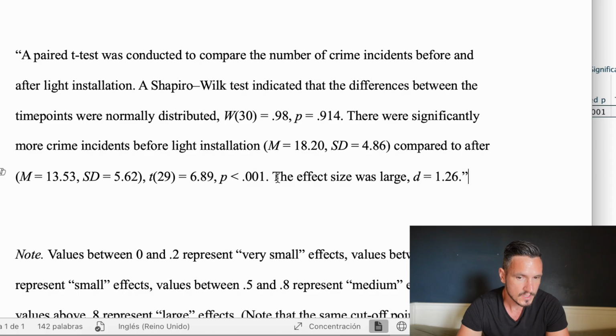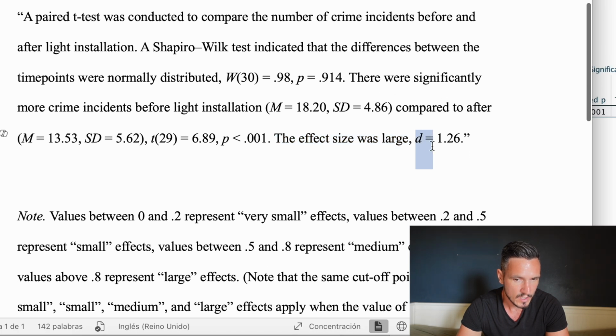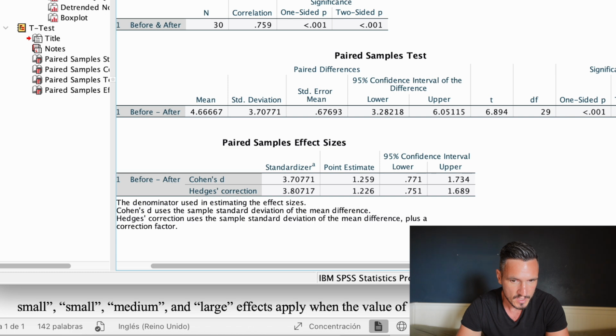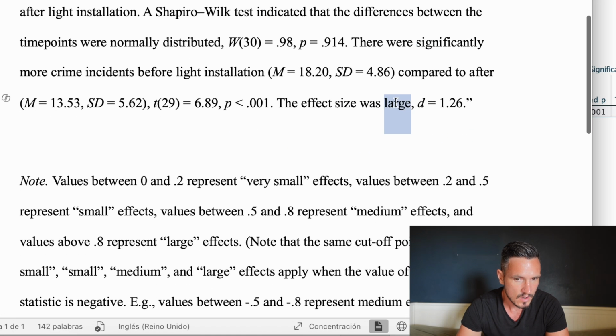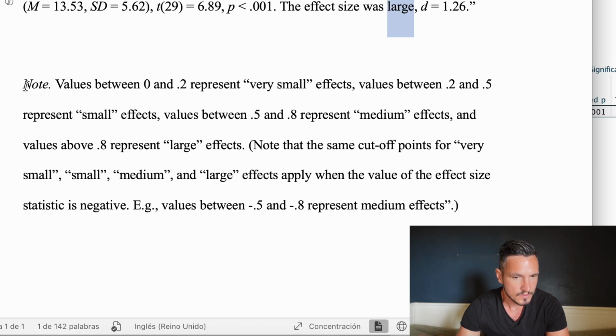Finally, I've said that the effect size was large, and I've reported this Cohen's d value of 1.26. So that is coming from this paired samples effect sizes table, and from this Cohen's d row and point estimate column, where we have a value of 1.26 if we round this to 2 decimal places. And I've described this as large, and that's based on these criteria here. So I've said that values between 0 and 0.2 typically represent very small effects. Those between 0.2 and 0.5 represent small effects. Those between 0.5 and 0.8 represent medium effects, and those above 0.8 represent large effects.